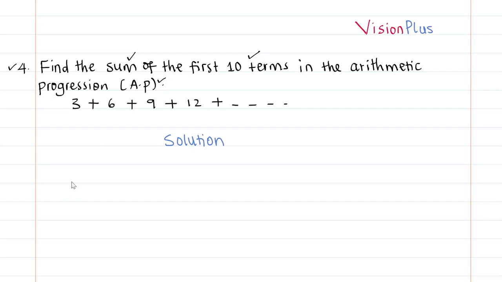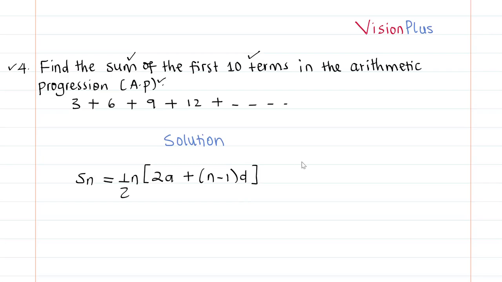It is important for you to know the formula for getting the sum of n terms in an AP series. And the formula says that the sum of n terms is equal to a half n into 2a plus open bracket n minus 1 times d, then you close.